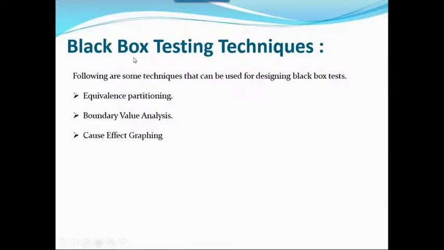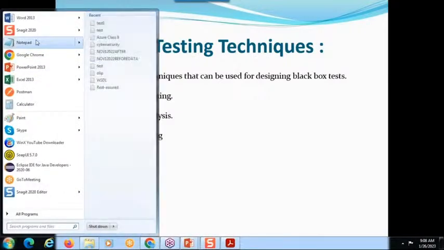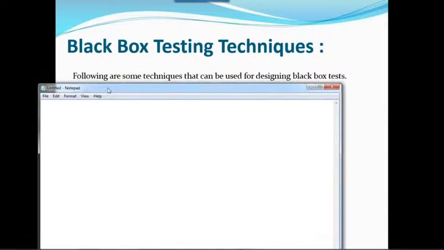So here, see the black box testing techniques. We follow some techniques while you are doing the testing: equivalence partitioning, boundary value analysis, cause effect graphing. We will discuss all of these later when the project comes. But I want to give you one example, one of the most important ones, boundary value analysis. So suppose the requirement is what? What is your requirement?